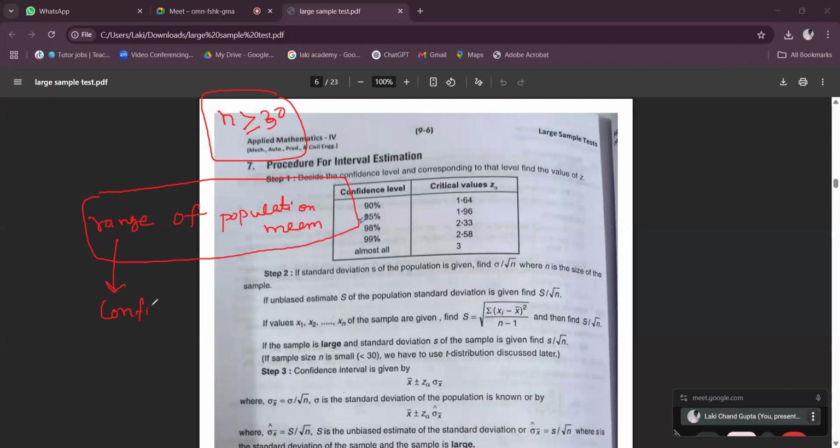Confidence interval. Interval means what? Range. Interval means from, let's suppose, point A to point B. This is called confidence interval.